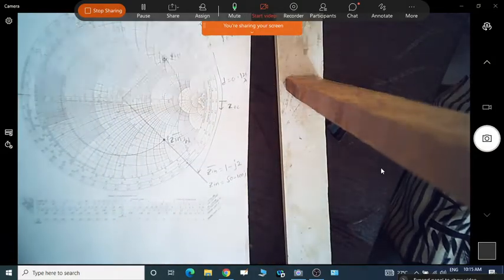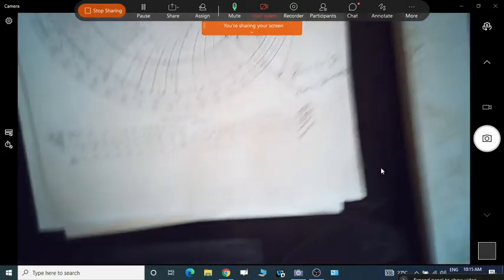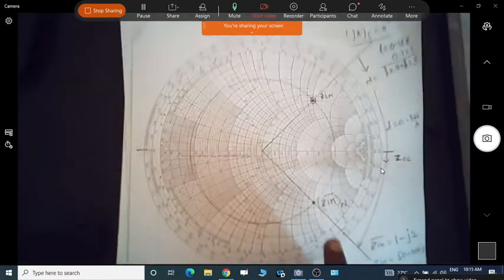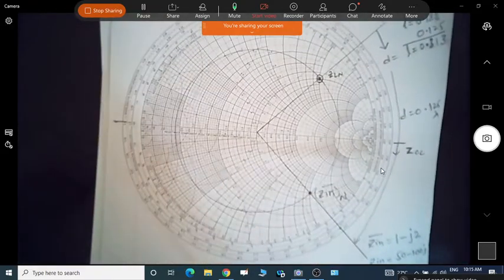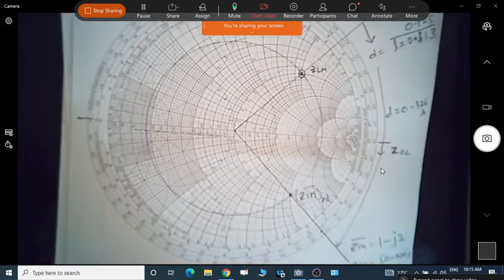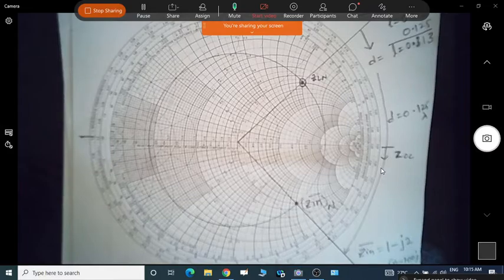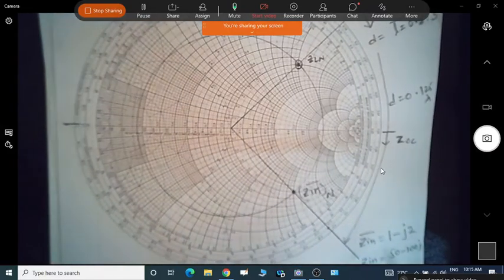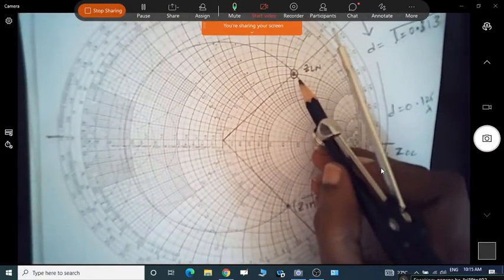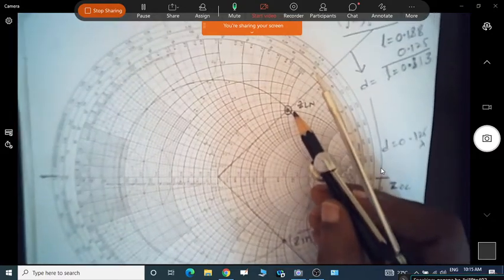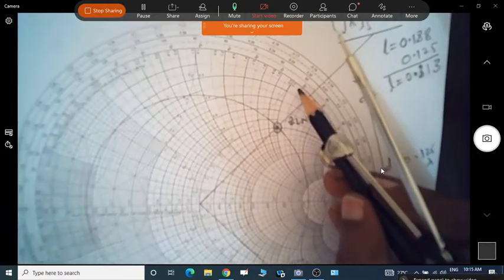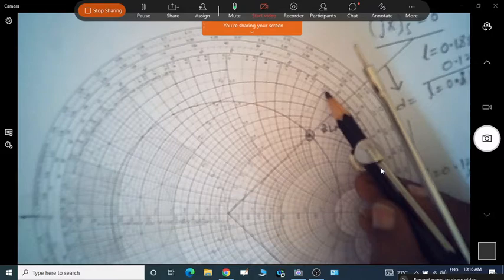So now I will try to explain once more so that we are able to get it. So now you can see, is it clear? So now this is your ZLN, the normalized value. You can see here, this is the value where you are going to get the reactance value 2.